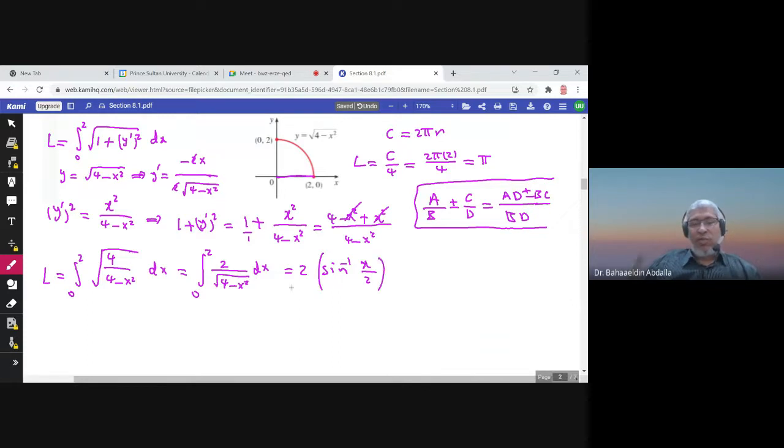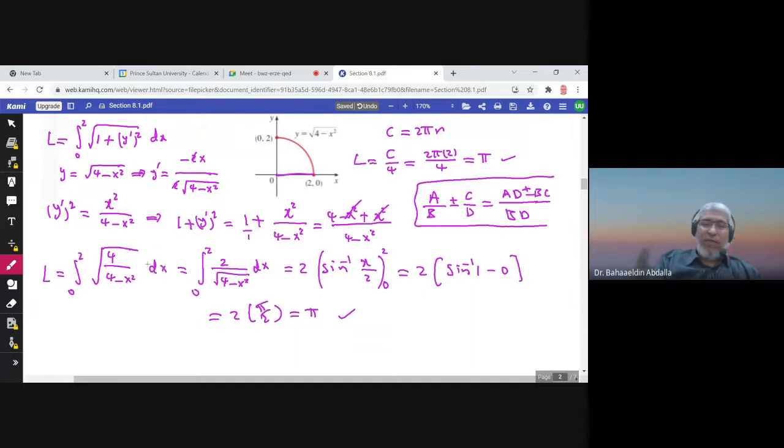2 is the square root of 4 from 0 to 2. So this would be 2 times sine inverse of 2 over 2, that's 1, minus sine inverse of 0 over 2, which is 0. Well, sine inverse of 1 is pi over 2 if you use the calculator, and 2 times pi over 2 is pi, and this is the same result we got by using geometry. So we are sure now that this formula works, and it gives you the length of the curve.